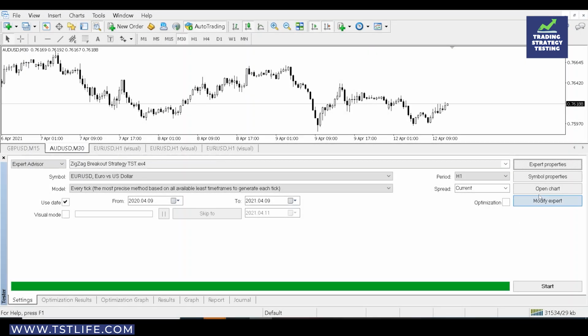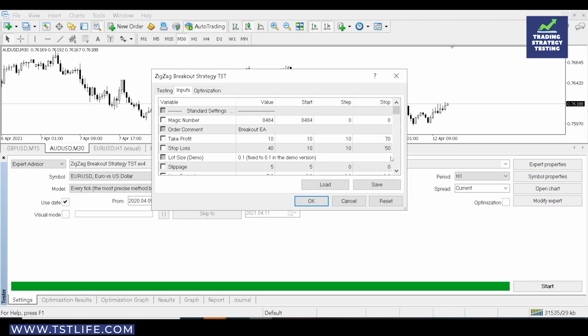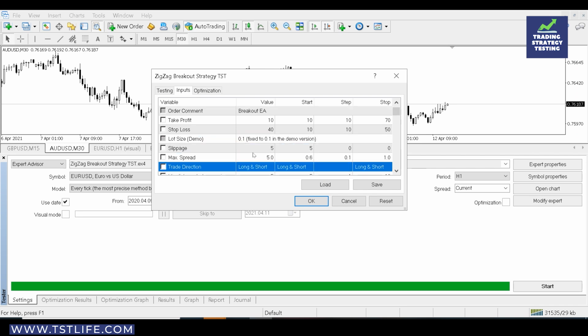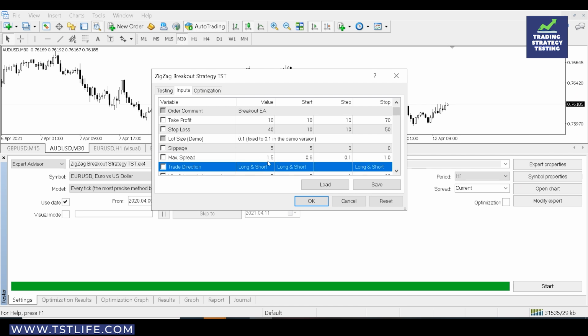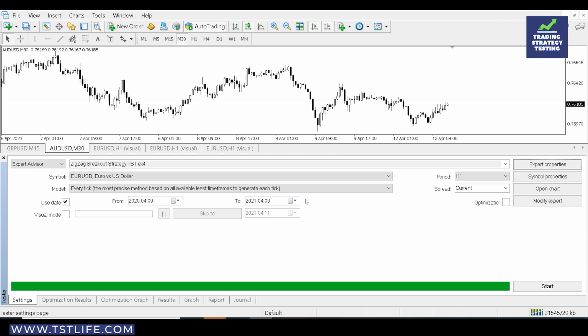Alright, let's adjust the expert advisor. The maximum allowed spread is initially 5 pips. Let's bring it down to 1.5 pips. That means that if the spread is above 1.5 pips, the order will not be triggered. Therefore, the EA will be inactive during major news.